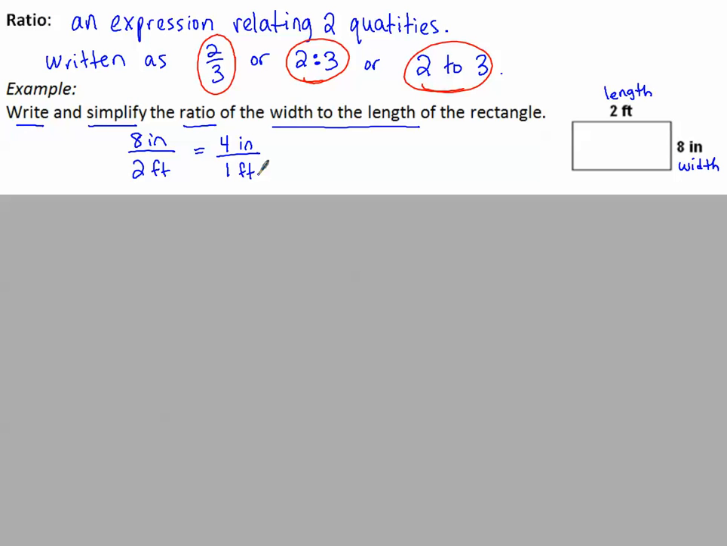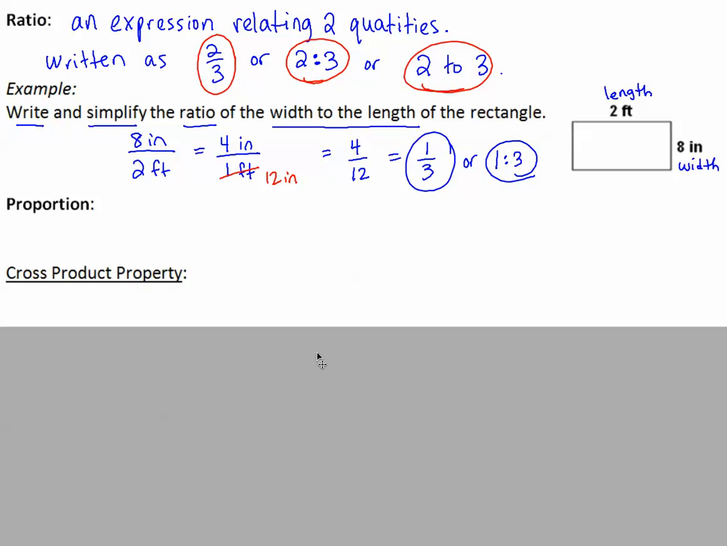into inches. 1 foot consists of 12 inches. So if I change it so it's in the same units, then I have 4/12 and reduce to 1/3. So this is the ratio of 1 to 3 from the width to the length. Or write it with a colon or with words. Either way is good.